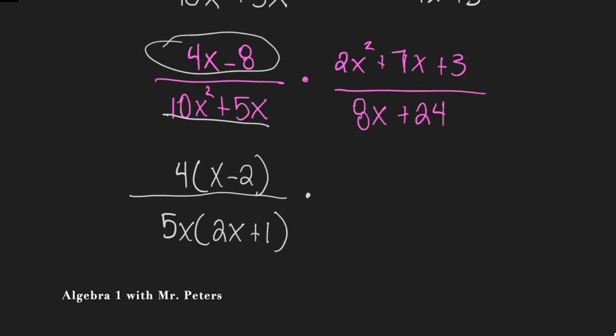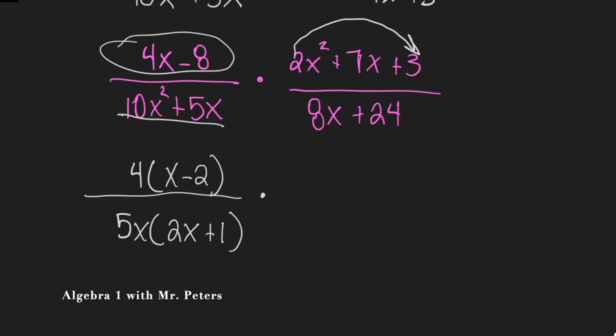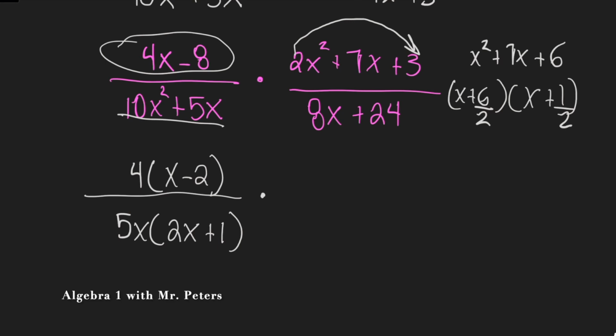Now I move over to the second one, and I'm going to use the slip and slide method to simplify that trinomial. So we're going to have x squared plus 7x plus 6. When I factor it, I'm going to get x plus 6 times x plus 1. Since we multiplied by 2, we now have to divide both factors by 2, right? x plus 1 over 2. We can't get an even number.